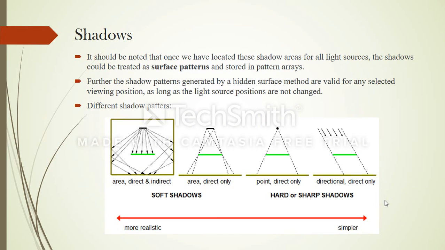It should be noted that once we have located these shadow areas for all the light sources, the shadows could be treated as surface patterns and stored in pattern arrays. Here are the different shadow patterns.